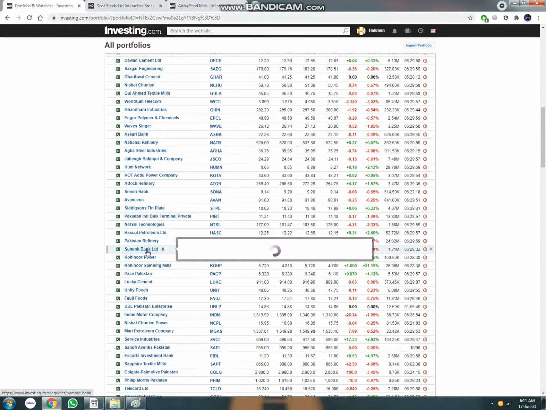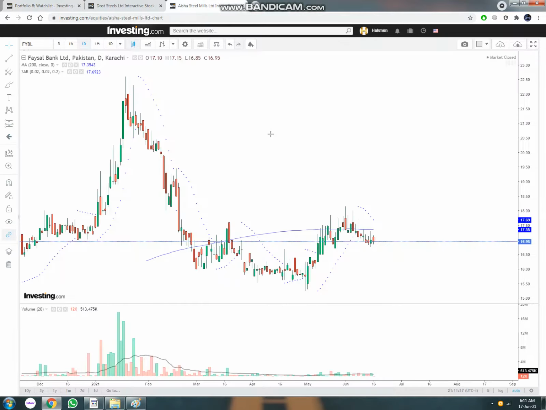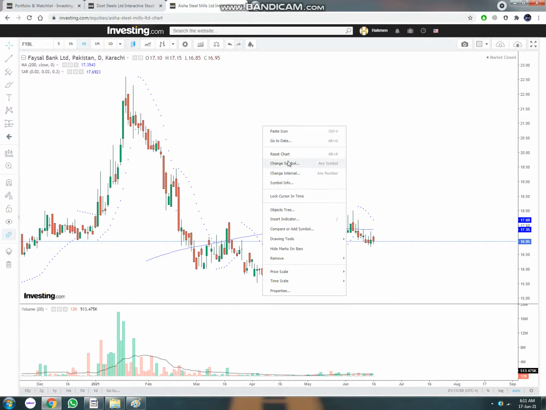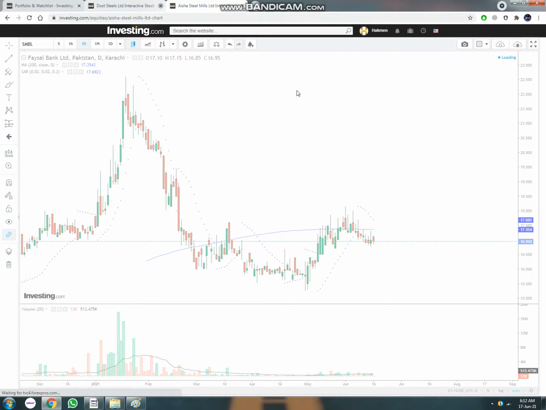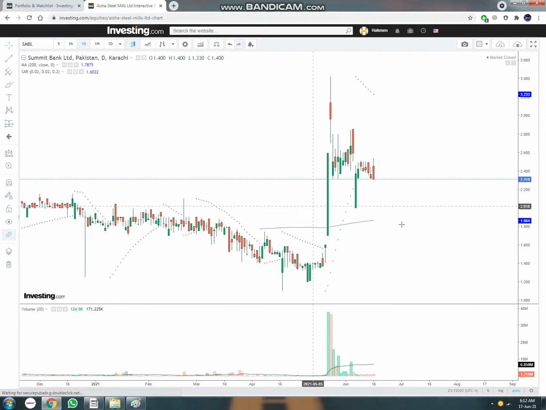Let me pick SMBL. Let me pick this one. SMBL, Summit Bank Limited. Now you can see right here, again this is overvalued. To determine the value of a certain stock, I use this method. Maybe all of the traders have their own methods, but I use this method to determine the value of a certain stock. Now this is overvalued. I'm not going to invest. A bit undervalued, but it is above the 200-day moving average. It is overvalued, and do not invest in this type of stock.